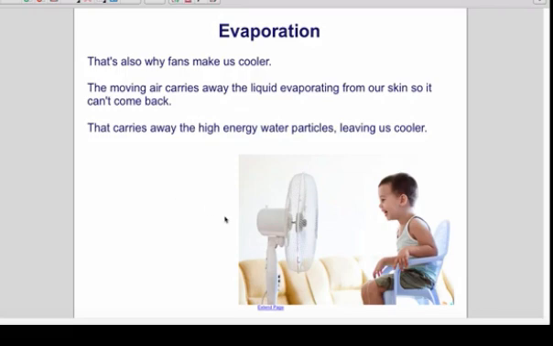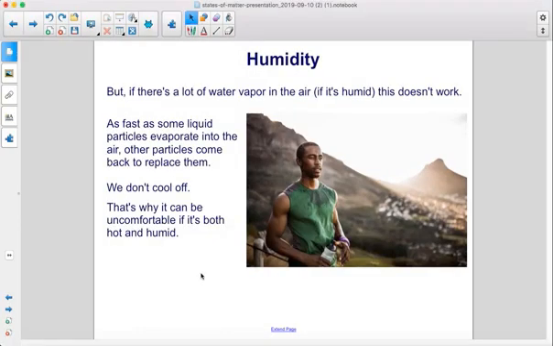That's also why fans make us cooler. The moving air carries away the liquid evaporating from our skin so it can't come back. That carries away the high-energy water particles, leaving us cooler. But if there's a lot of water vapor in the air, if it's humid, this doesn't work. As fast as some liquid particles evaporate into the air, other particles come back to replace them. We don't cool off. That's why it can be uncomfortable if it's both hot and humid.